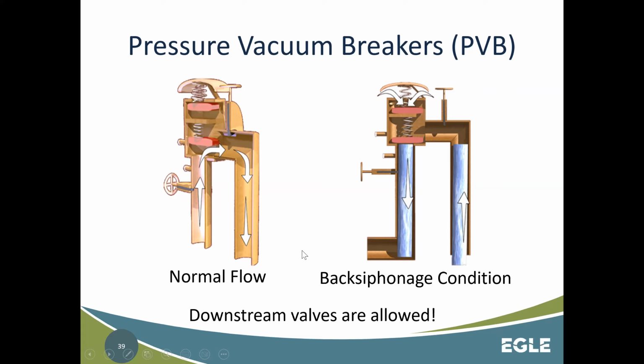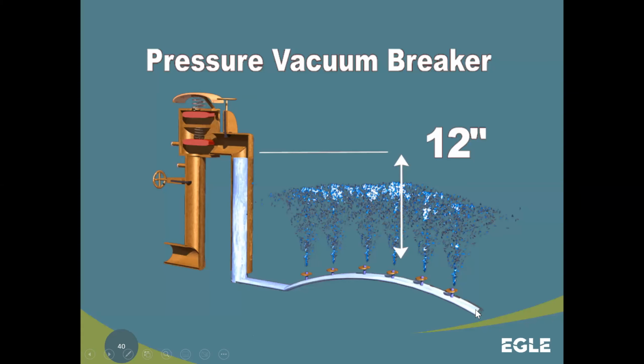Back siphonage, there's a vacuum, and a vacuum allows it to go and it shuts. They can't overcome the springs, all right? It shuts them, but back siphonage only, and downstream valves are allowed. You need to know that, okay?